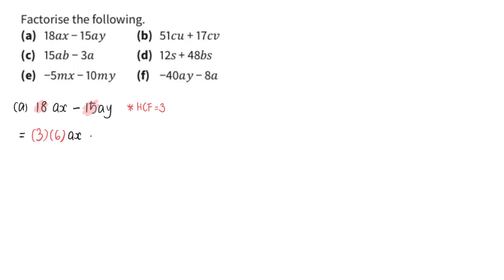3 times 6 minus 3 times 5. And from here, that is where I'm going to take out my common factor 3, common factor a. I'm going to take them out. And I'm left with 6x minus 5y. And we are done.